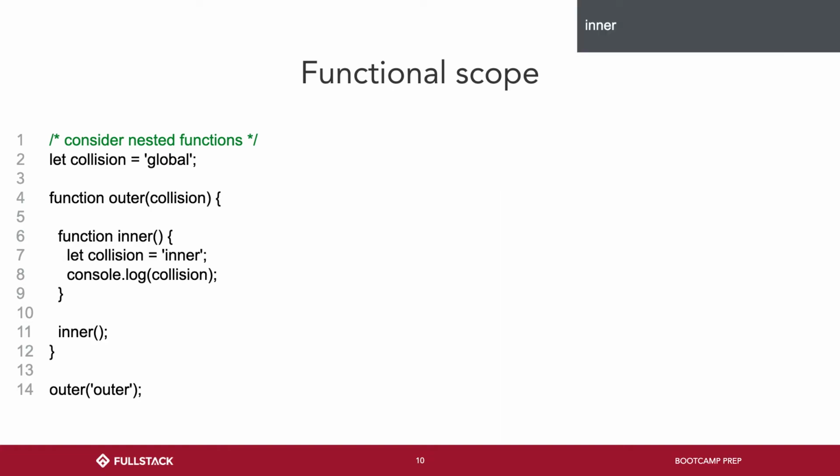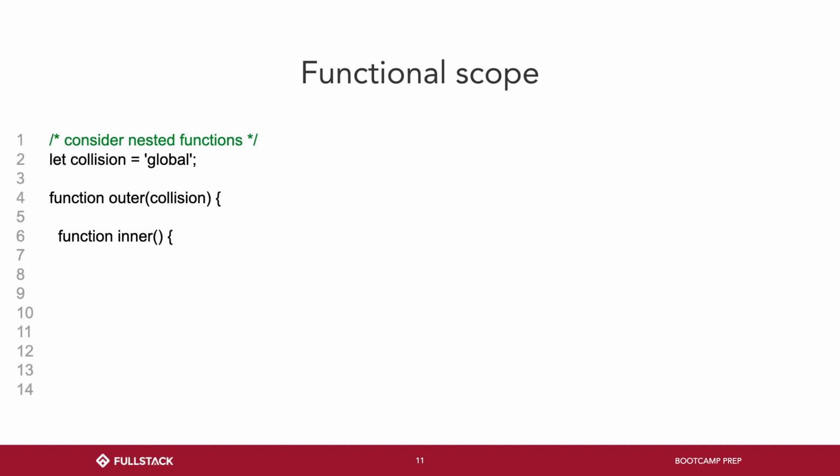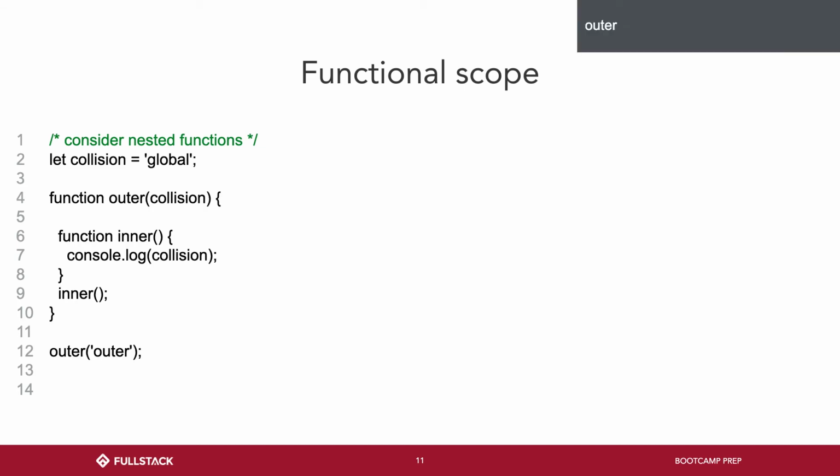Okay? So now, back to this, I did this. So now we pass outer into here, and then we removed collision from inner. So now we look for collision in inner and it's not there, and we find it here and it has a variable here, outer. So that's why we get outer in the console, right?